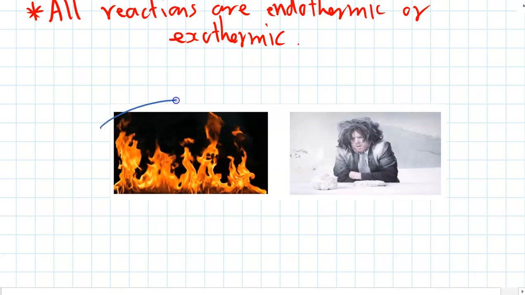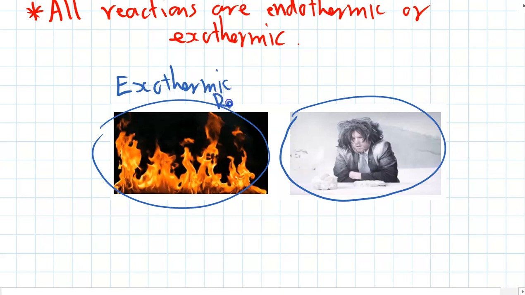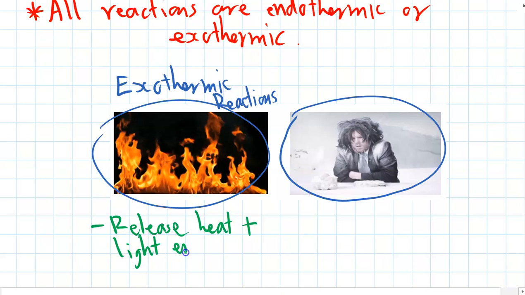So this is what you should be thinking about when you hear the words endothermic and exothermic, because exothermic reactions, which is what's shown here with the flames, release heat and light energy into the environment around them as the reaction's going on.